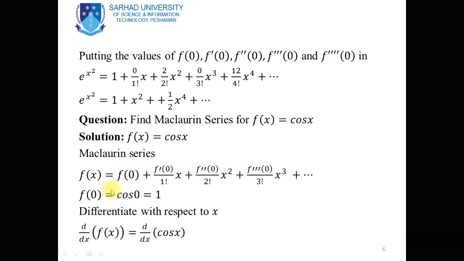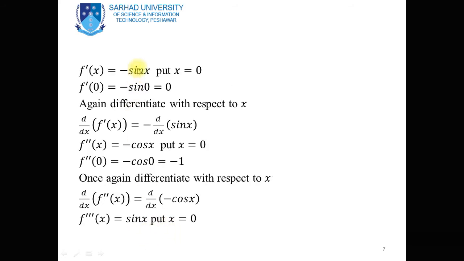So first of all, putting x is equal to 0 in the given function, we obtain f of 0 is equal to cos 0, and cos 0 is equal to 1. Now differentiating the given function, and the function is actually equal to cos x, so the derivative of cos is equal to minus sin x, so the first order derivative of the function is equal to minus sin x. Now putting x is equal to 0, we obtain the first order derivative of the function at x is equal to 0, which is equal to minus sin 0, and sin 0 is actually equal to 0.